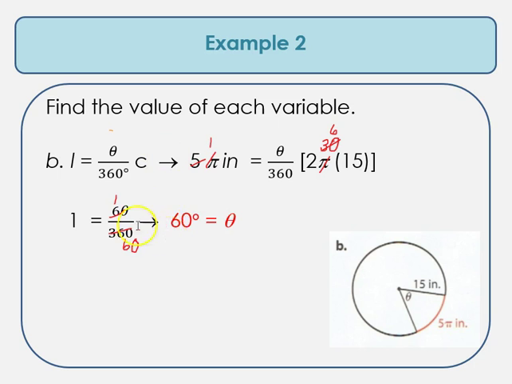Another part of this same example, using that formula, we're now going to solve for theta. We have an arc length, we have a radius length. So we're going to insert the arc length into where we have the L in the formula. We don't know our central angle yet, so this will be theta over 360. And our formula for circumference is 2 pi r, which is 15. Now 2 times 15 is 30.